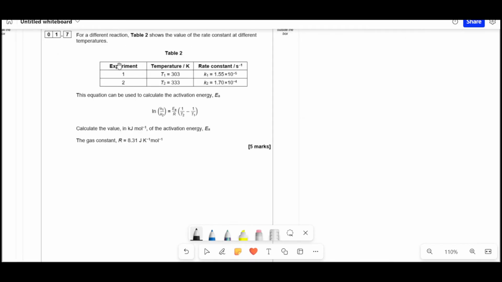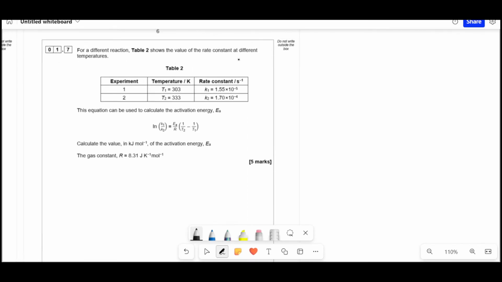Done. Next, it says, for a different reaction, table 2 shows the values of the rate constant at different temperatures. So we've got an experiment 1, we've got a temperature of this, and we've got the rate constant here. This equation can be used to calculate the activation energy.